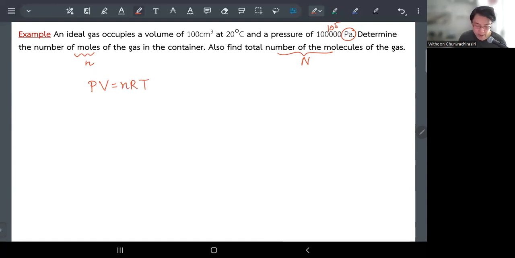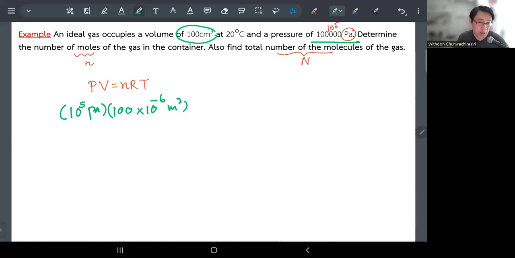Cool. Now let's plug in the numbers. The pressure is already given there, so let me put 10 to the 5th Pascal. That is for pressure. Now the volume. The volume is 100 cubic centimeter. I have to turn this into cubic meter, so I have to multiply by 10 to the negative 6. You guys with me with this?